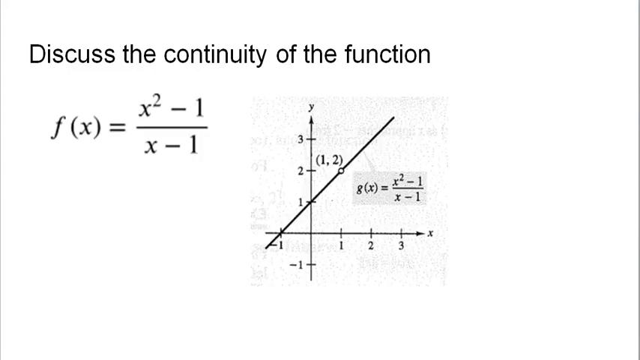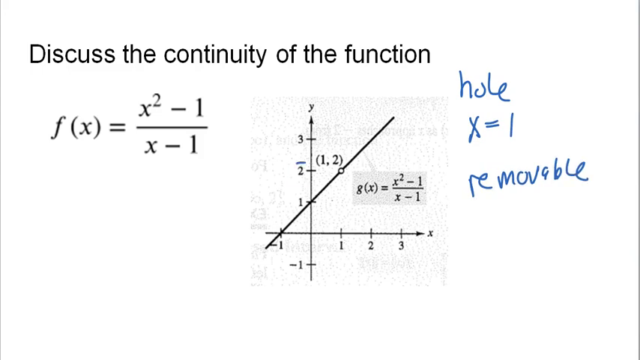Here's another example. In this example, we're looking at where is there a discontinuity? Well, I clearly see a hole at x equals 1, and that is a removable discontinuity. So here the limit does exist. The limit exists at 2, but the function does not exist. So the limit exists, the function doesn't exist. That creates a hole, and that is called a removable discontinuity. Everywhere else on this graph, I am continuous.